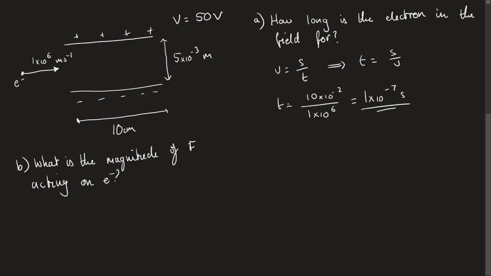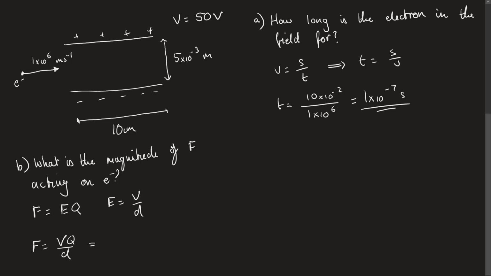Okay, and now to do this, we know that F is going to be equal to EQ for a uniform field. We can't use Coulomb's law anymore because we're not working with radial fields. So then we're going to say that we know E is the potential difference divided by the distance between the plates. So we can end up with F is equal to VQ over D. This is a very common thing that you'll arrive at. You can usually put these two together.